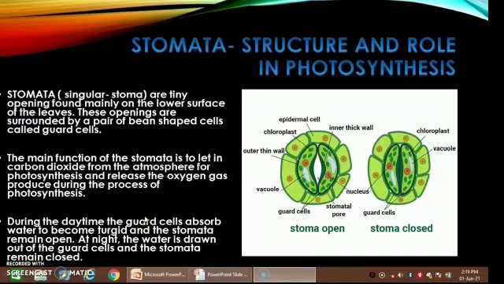Students, there are certain parts in all green plants which are very crucial for the process of photosynthesis to take place. And among these essential parts, the most important is the stomata. What are stomata, children? The singular term for stomata is stoma. Okay, singular is stoma, plural word is stomata. Children, stomata are the minute openings. These are the minute holes that are present on the epidermis of the leaf.